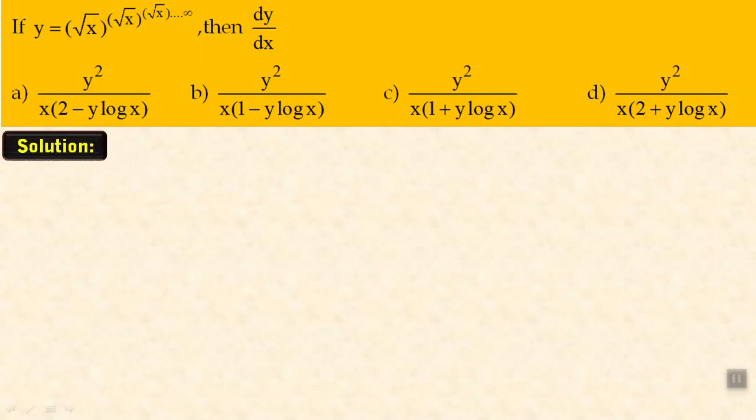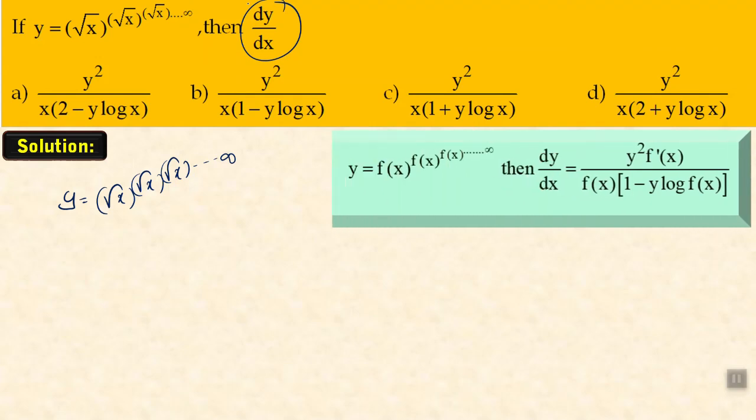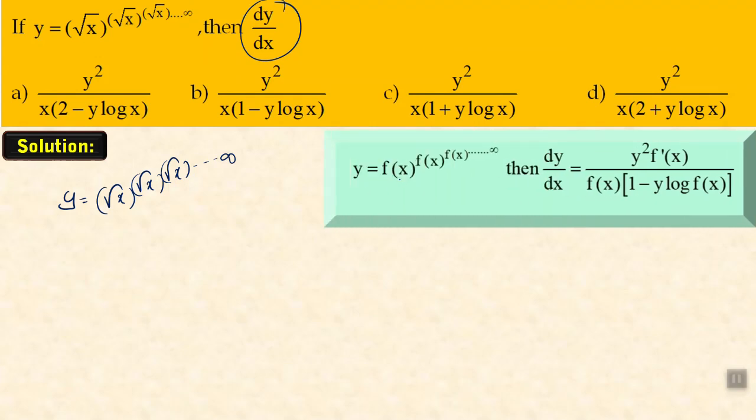Let us find this. Given y is equal to square root of x whole power square root of x whole power square root of x and so on infinity. Now we have to find dy by dx. Dear students, see the shortcut formula for this. If y is equal to f of x whole power f of x whole power f of x and so on infinity, then dy by dx is equal to y square into f dash of x divided by f of x into 1 minus y into log of f of x.